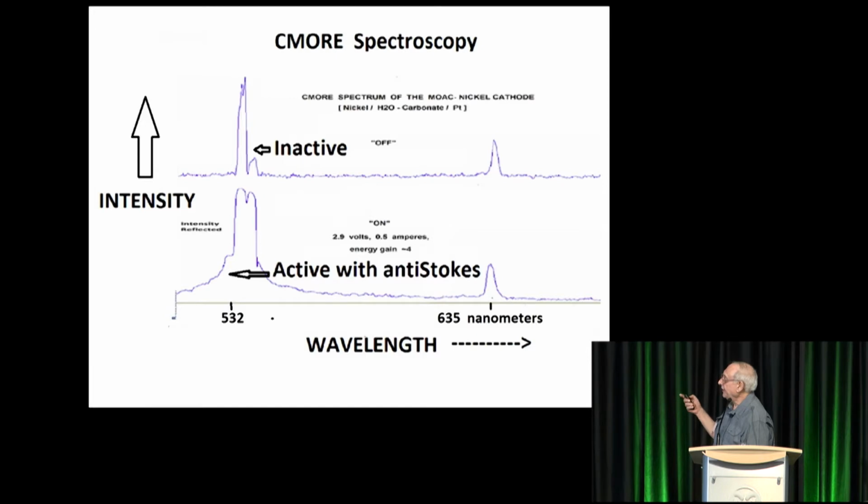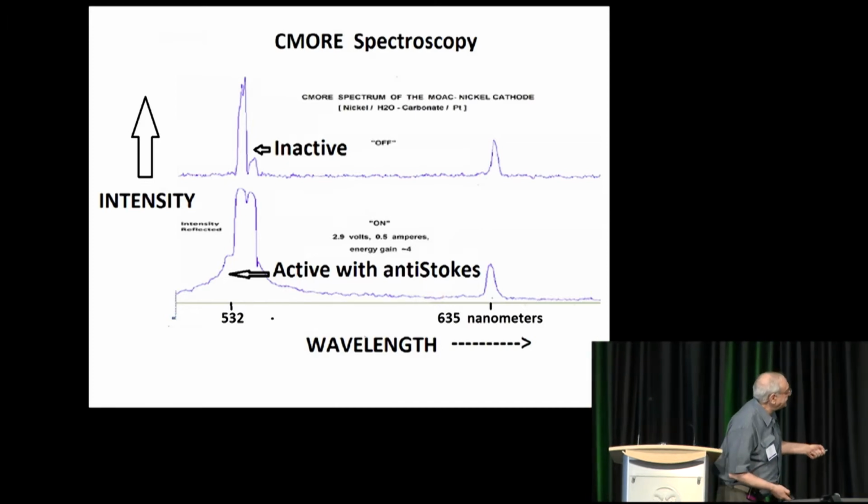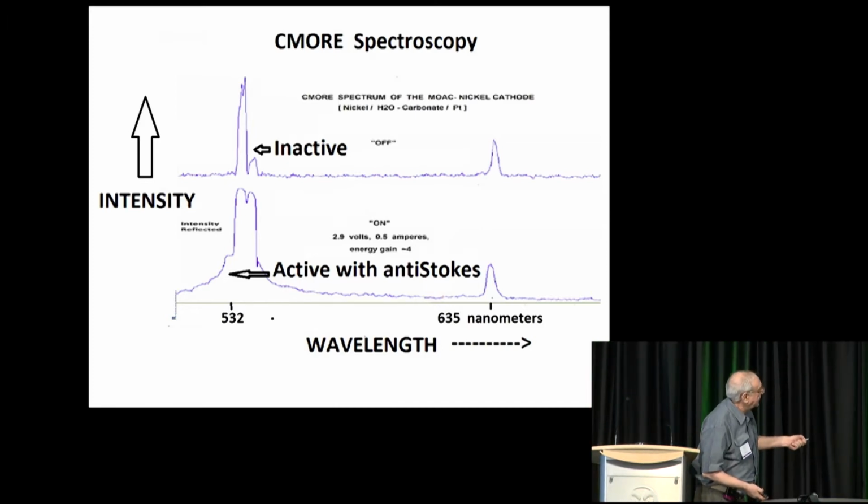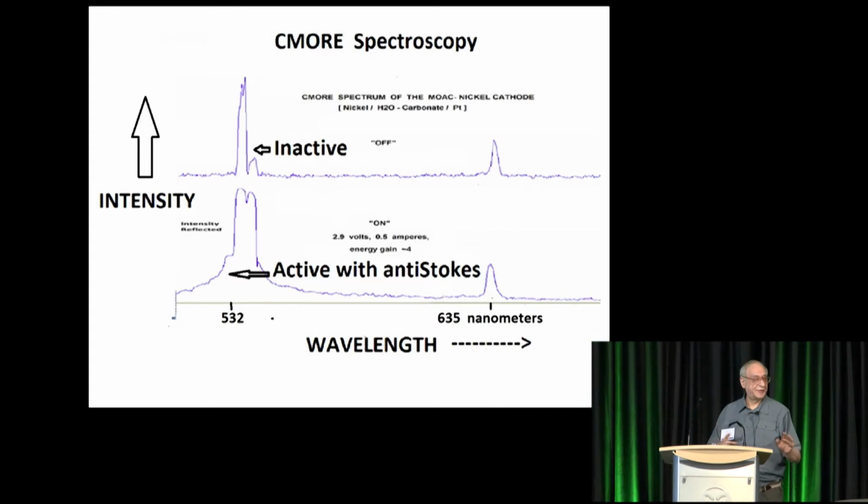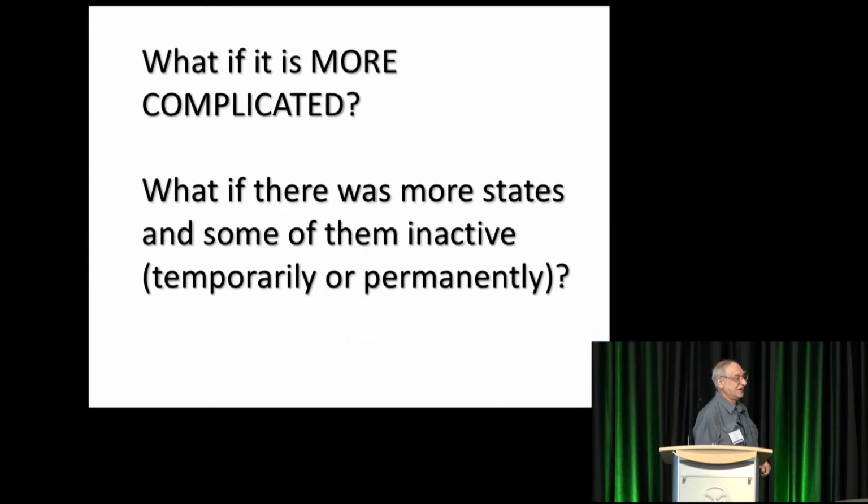This is the anti-Stokes appearing on the MOAC. When we drove it in excess heat mode, we can see that there's an anti-Stokes. And when we're not getting the excess heat, there's no anti-Stokes. I really recommend all of you who work in this field start looking at anti-Stokes. It's a terrific way to tell if you have an active system.